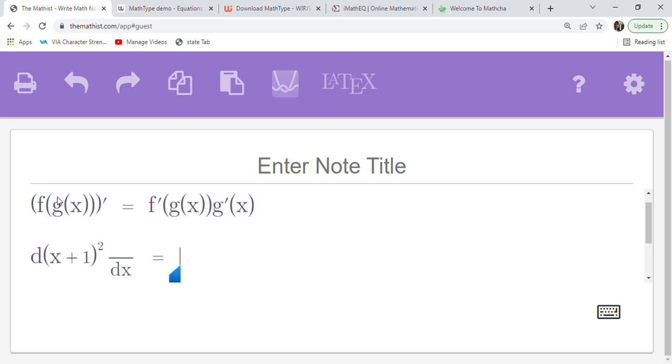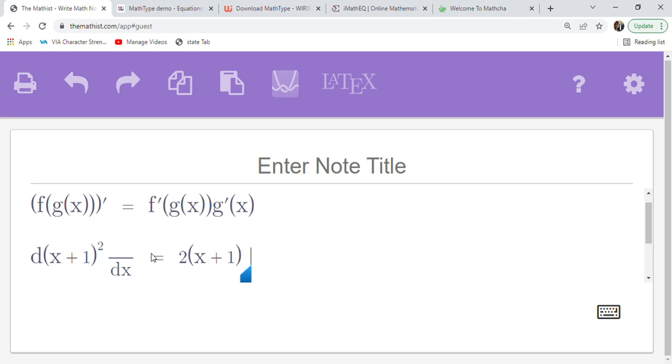I'm going to pause the video and try to figure out what this is. All right, so according to our substitutions, g of x is x plus 1, and f of x is x squared. So the derivative of f of g of x would be f prime of g of x. So we take the derivative of the outside. So that's 2 times x plus 1 according to something we call the power rule.